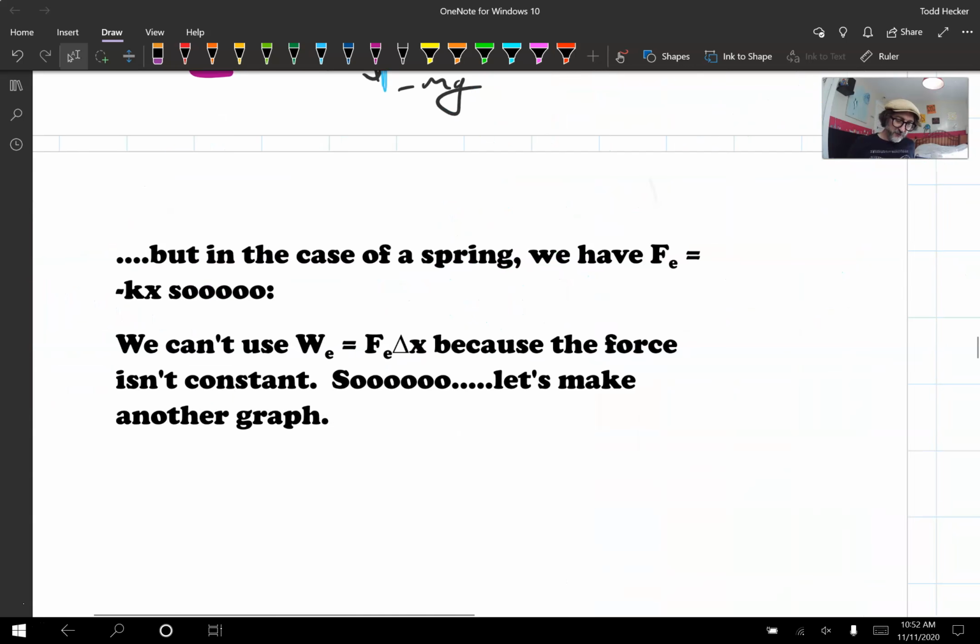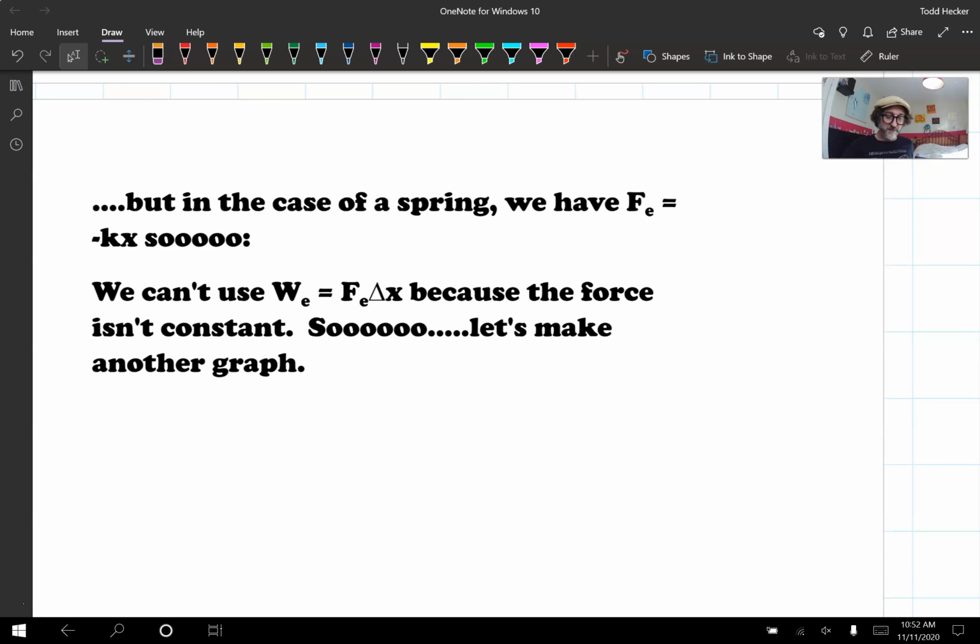All right? So let's think about a spring, okay? Because a spring is a non-constant force, right? Remember, the more you stretch the spring, the more force it exerts, right? So what we learned was the force of a spring, on this sheet here I've called it Fe as an elastic force. We learned that's negative K times X, where K is your spring constant, right? All right, so now I can't just multiply.